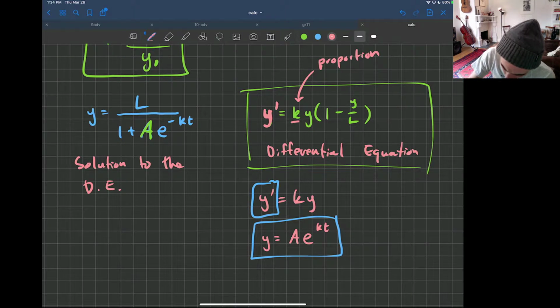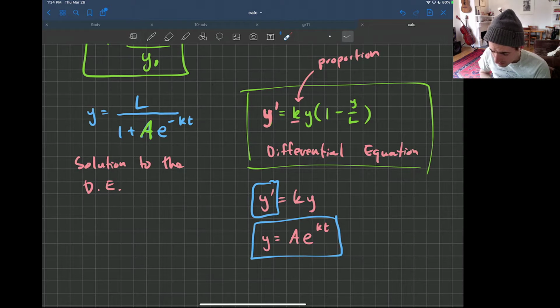And that's consistent with this model too, right? That y prime is equal to some proportional, so that the rate of change is proportional to the actual population that we have. But then there's this portion here that's saying, we have to be careful because populations do have some kind of hard limit, right?